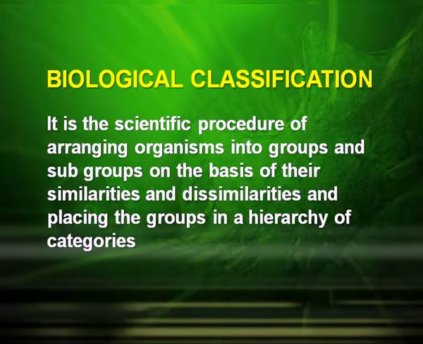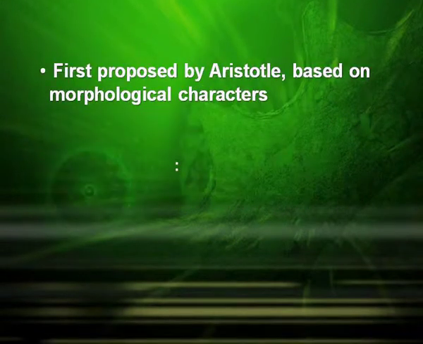It is the scientific procedure of arranging organisms into groups and subgroups on the basis of their similarities and dissimilarities and placing the groups in a hierarchy of categories. It was first proposed by Aristotle based on morphological characters.